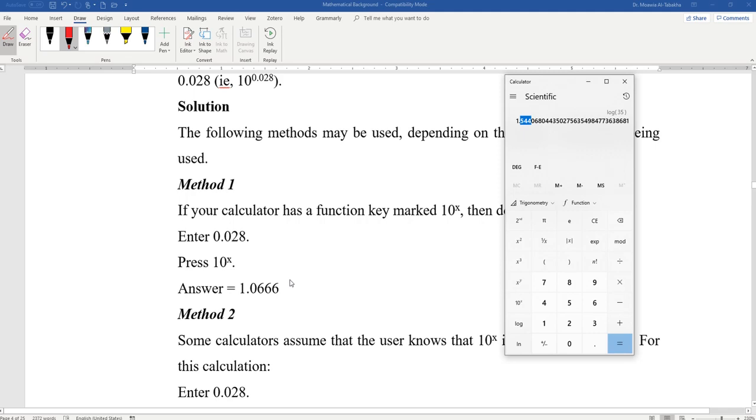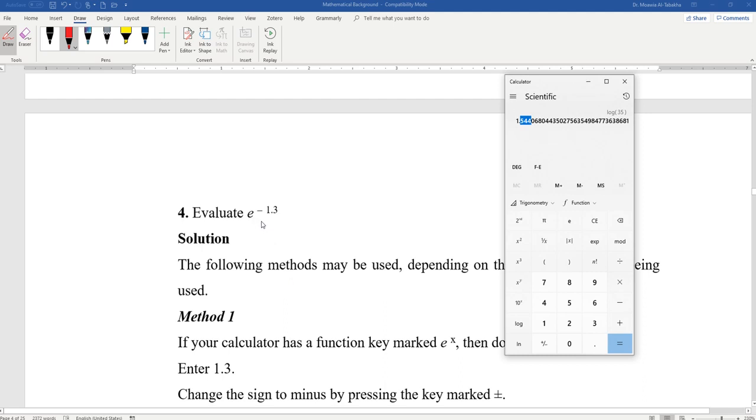Okay, we'll go to another calculation. What is e to the power of minus 1.3? Depending on your calculator, this e is 2.718. You don't need to memorize it, of course, but it will be useful for you to know it. To the power of negative 1.3, this will be equal to 0.27. See, the number is less than 1, which means that whenever the power is minus, the answer will be less than 1.